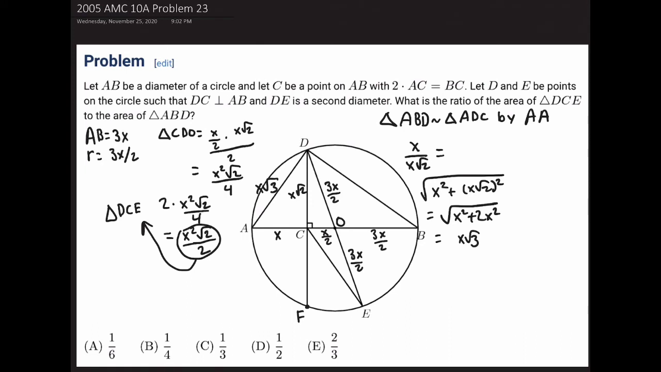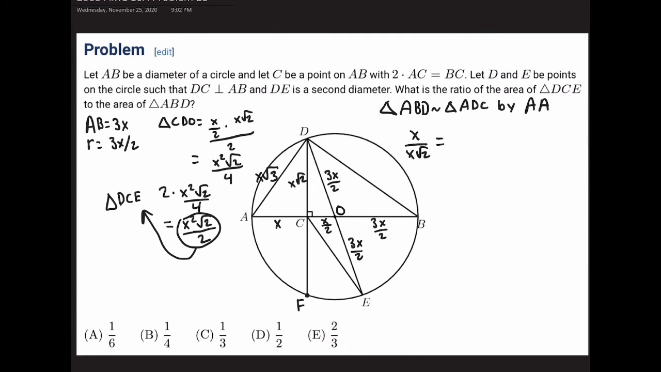So x over x root 2 is going to be equal to x root 3 over, let's call DB a for now, and solve for it in terms of a. Cross multiplying gives us ax equals x squared root 6. Simplifying this gives us a is equal to x root 6. Using that, we can say BD is equal to x root 6.